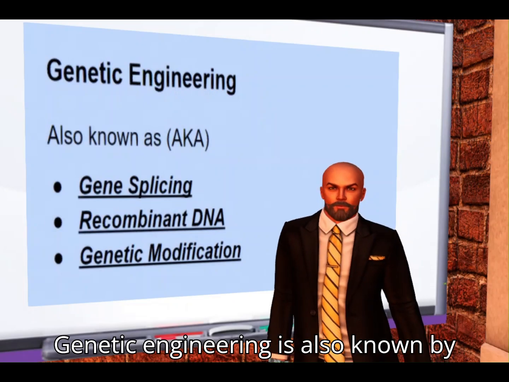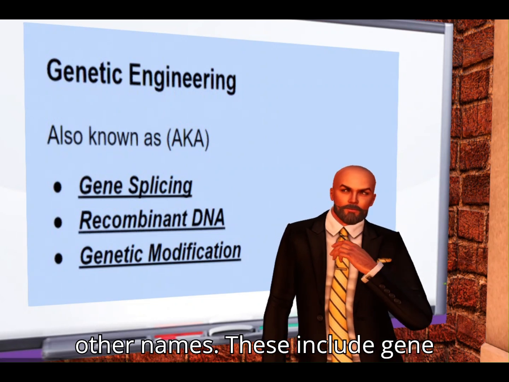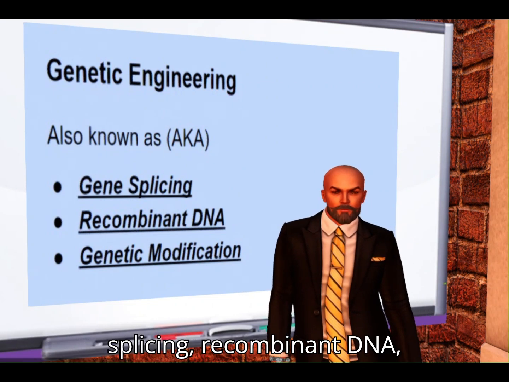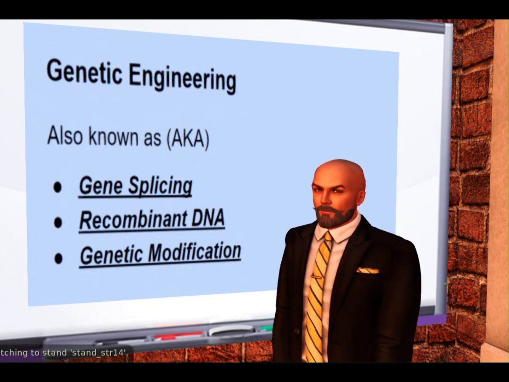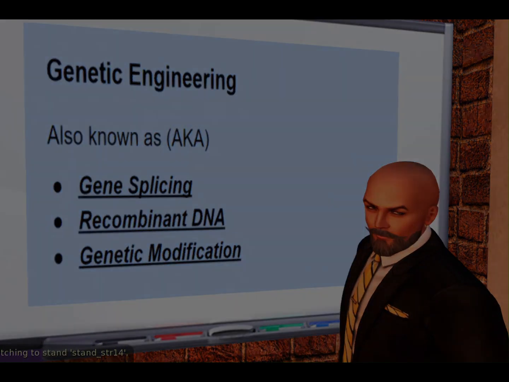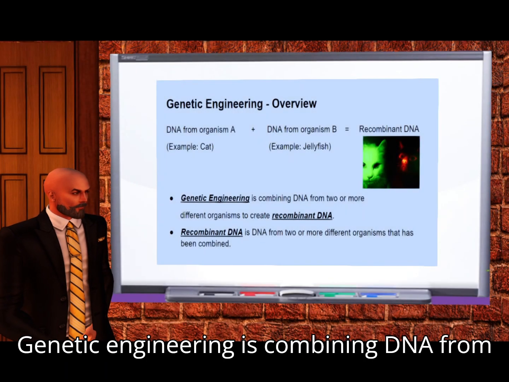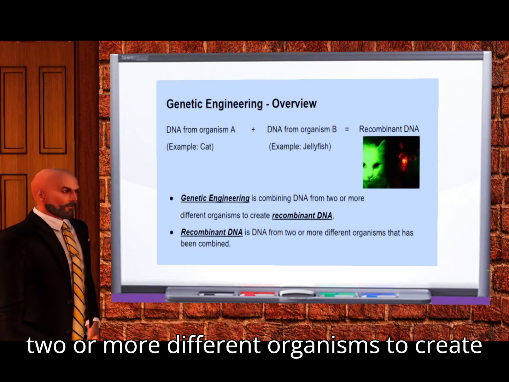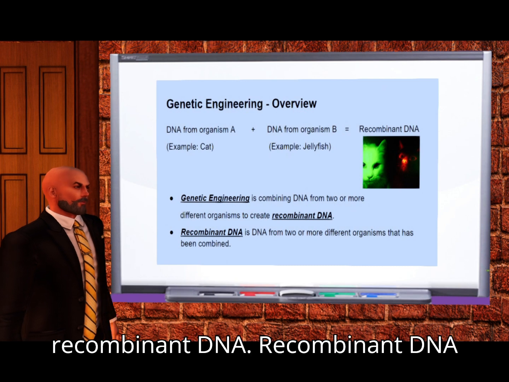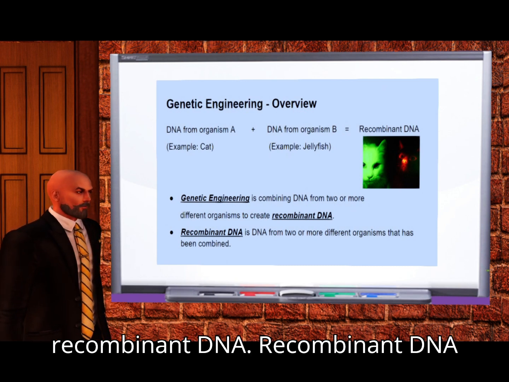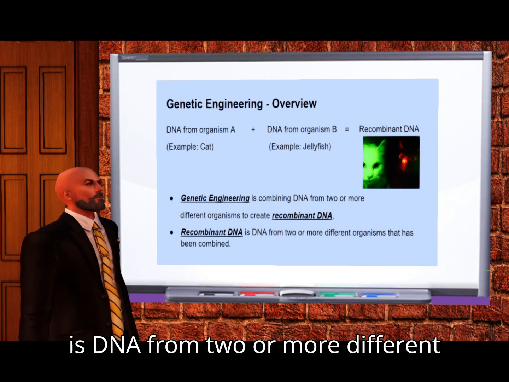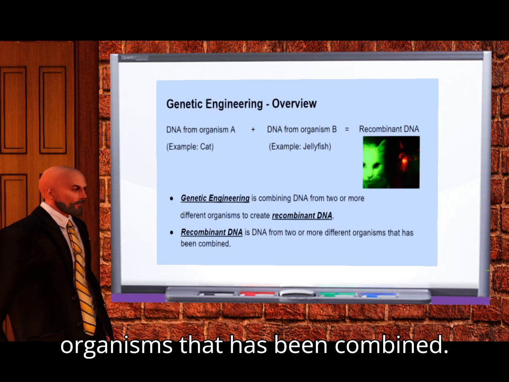Genetic engineering is also known by other names. These include gene splicing, recombinant DNA, and genetic modification. Genetic engineering is combining DNA from two or more different organisms to create recombinant DNA. Recombinant DNA is DNA from two or more different organisms that has been combined.